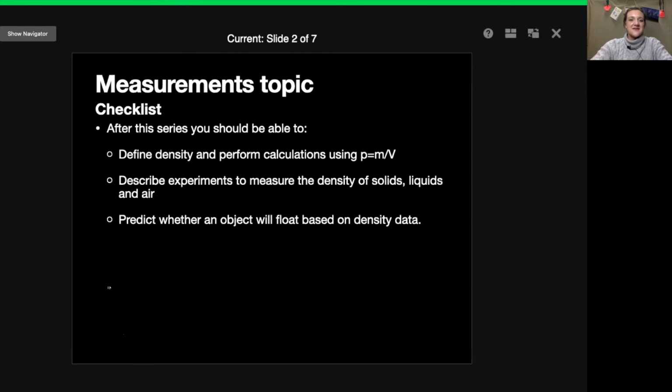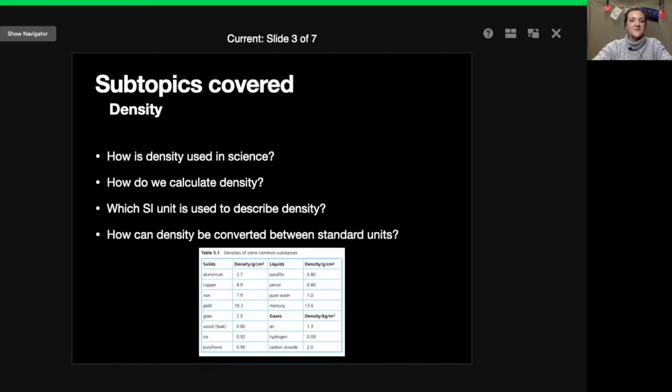So firstly, after this series, you will be able to define density and perform calculations using density equals mass divided by volume. You will be able to describe experiments to measure the density of solids, liquids, and air, and predict whether an object will float based on the density data. So let's jump right in.